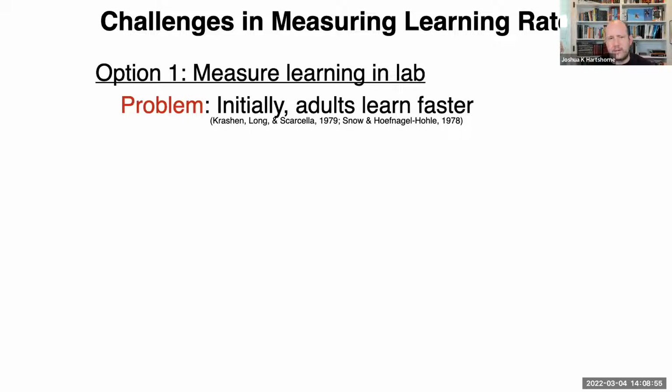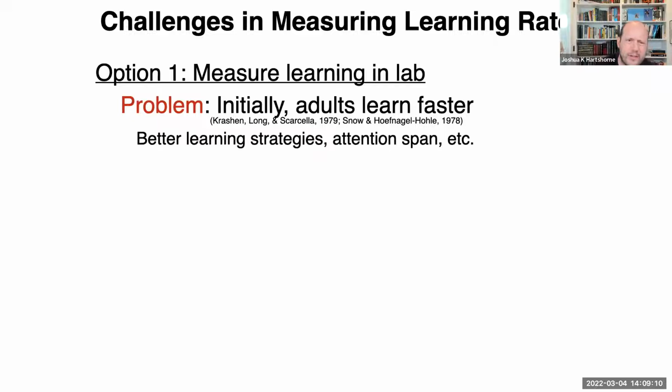Studies that have looked at the initial periods of learning among immigrants also show older people learning faster than younger people. So old kids learn faster than little kids, and adults learn really fast too. And maybe that's not actually surprising in retrospect, right? Adults and older children have access to better learning strategies. They have more attention span. They stay on task better.